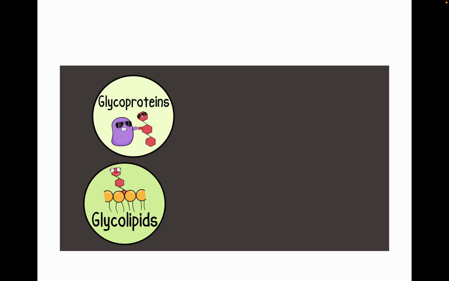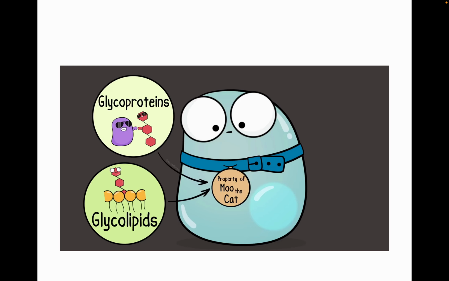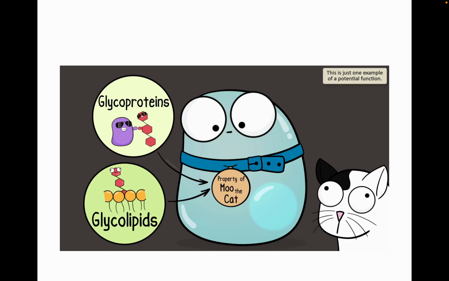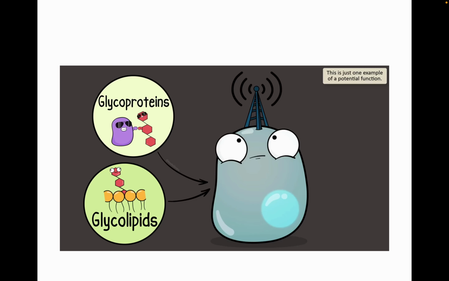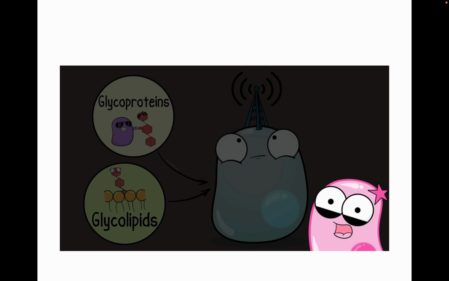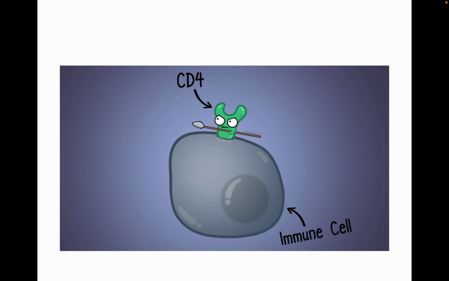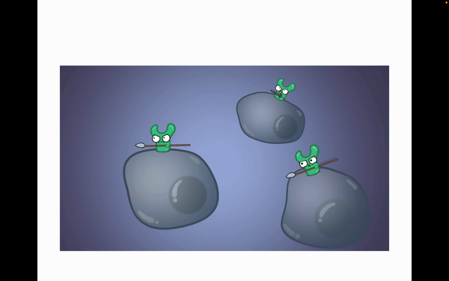Glycoproteins and glycolipids can identify the cell as belonging to the organism, self and non-self recognition, which is very important when you're fighting pathogens. They can also be involved in many kinds of cell signaling. In fact, here's some relevance. A glycoprotein known as CD4 is found on the surface of some of your immune cells. The CD4 glycoprotein is essential for some of these immune system cells to interact with each other and activate.